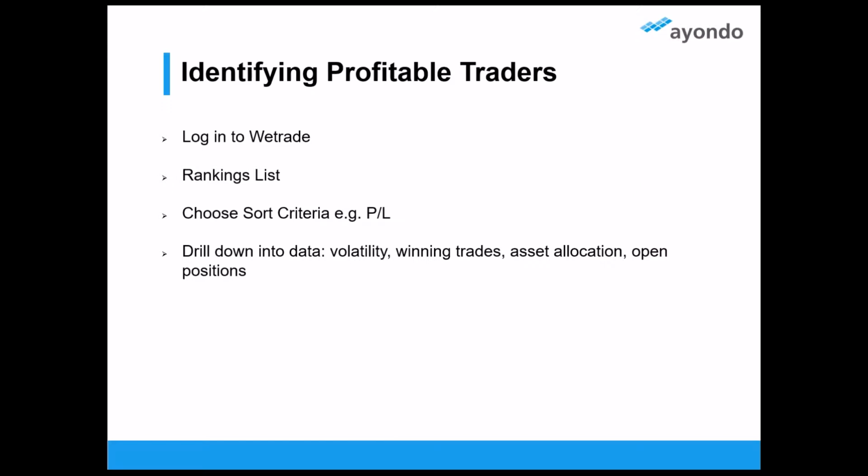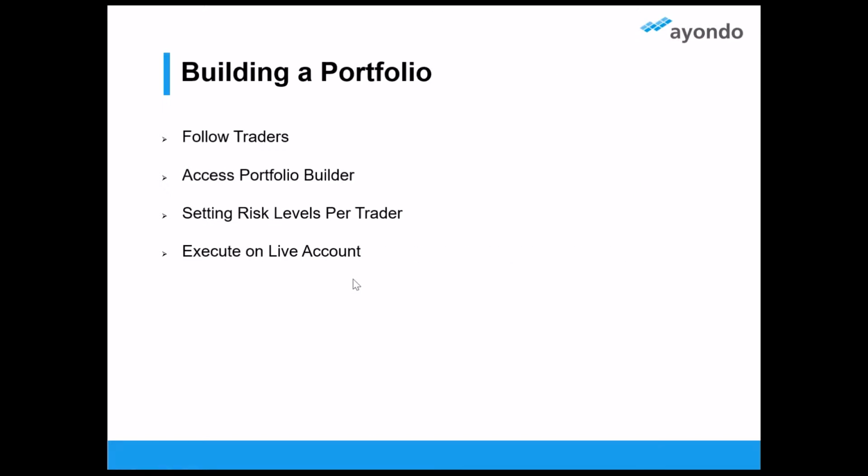So we're going to start off this evening by logging into WeTrade. Like I say, I'm using a real account with my real money. We'll have a look at the rankings list. The rankings list is like a league table of traders. We'll look at the different sort criteria. Sorting traders by P&L is usually the most obvious place to start. Then we'll drill down into data, looking at the volatility, percentage of winning trades, how they allocate their assets, and their open positions. Okay, so let's get on to it.